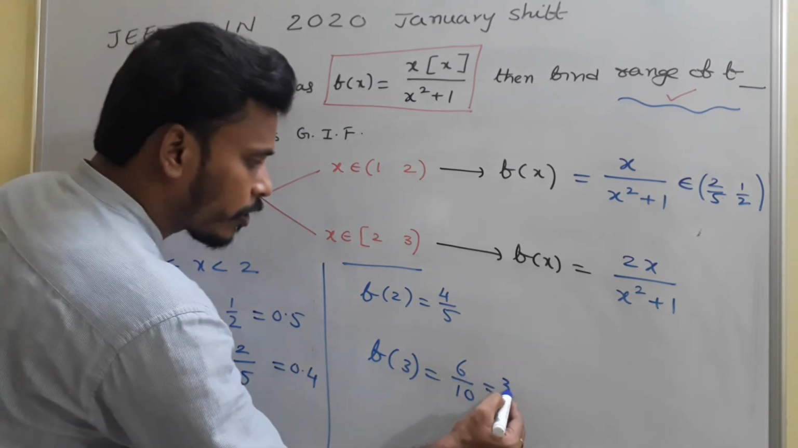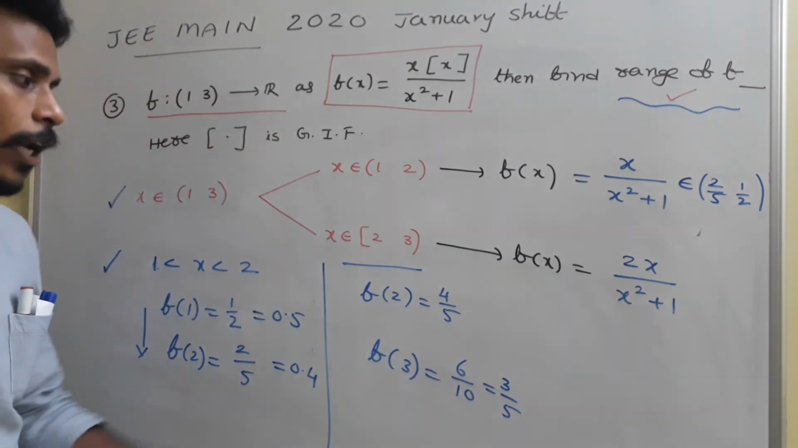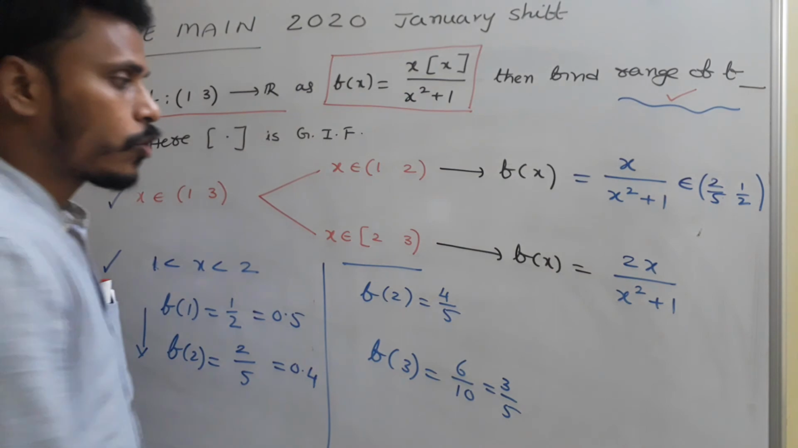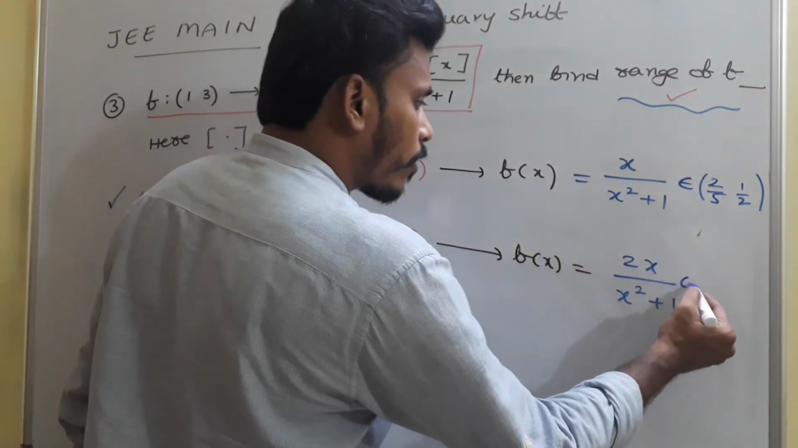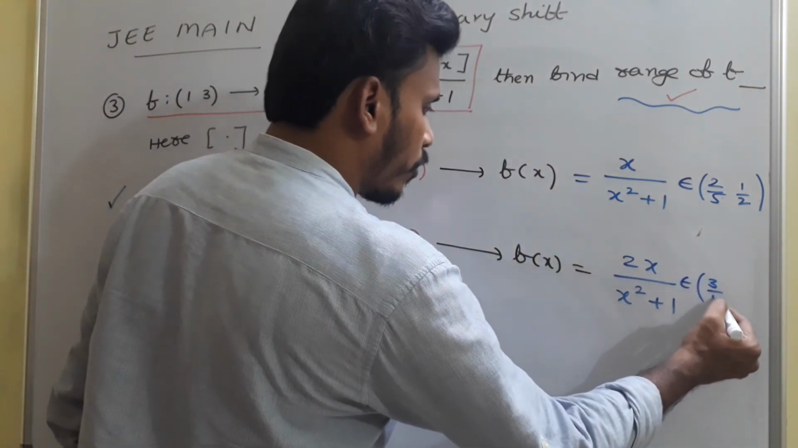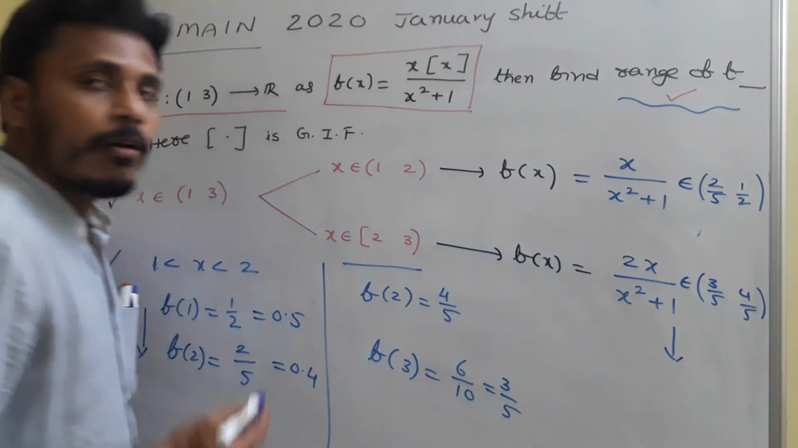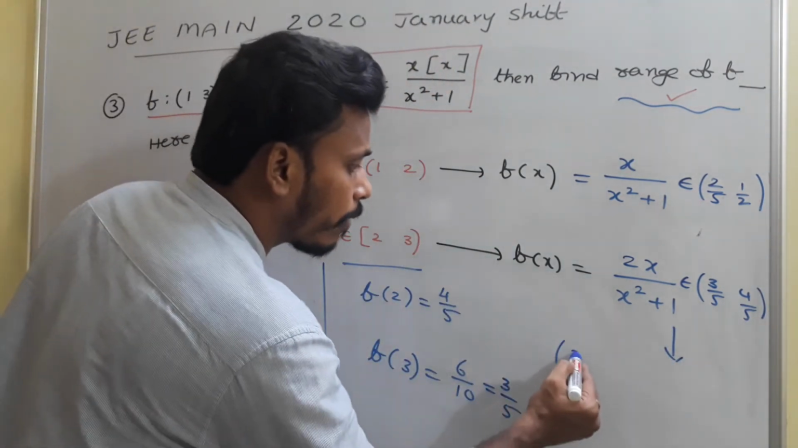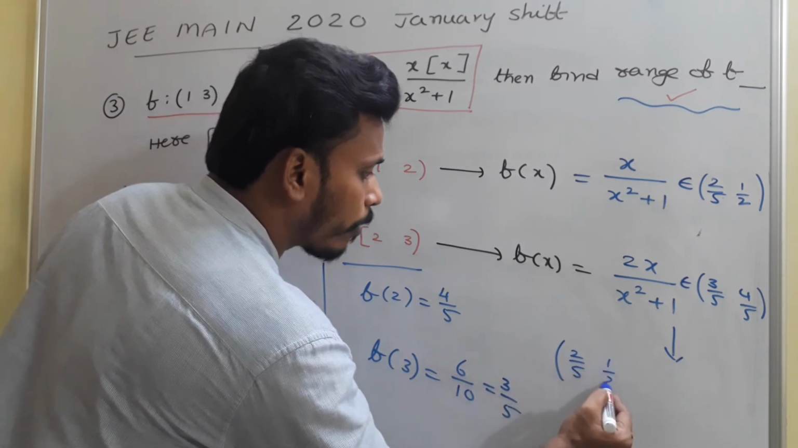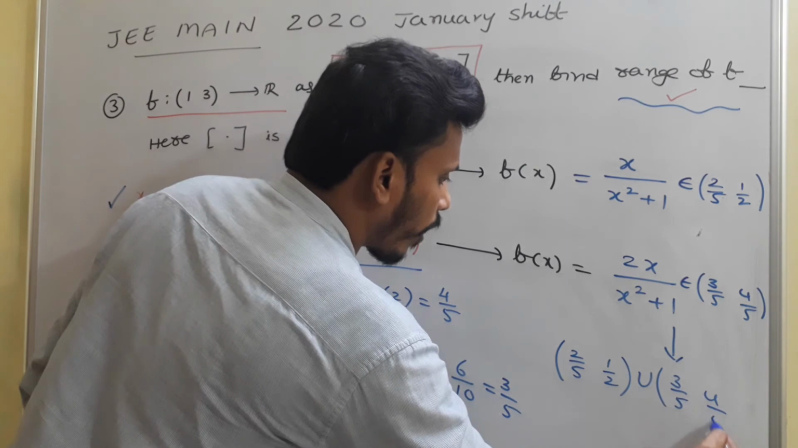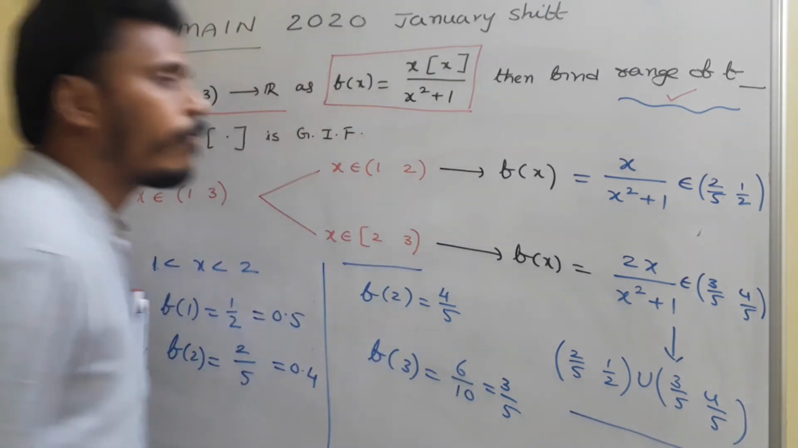6 by 10, which is nothing but 3 by 5. So the values are from 4 by 5 to 3 by 5. Again the values are decreasing. So this 2x by x square plus 1 values always lies in between 3 by 5 to 4 by 5. When you combine these two, finally the range is simply 2 by 5 to 1 by 2 union 3 by 5 to 4 by 5.